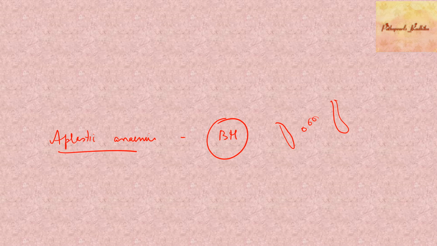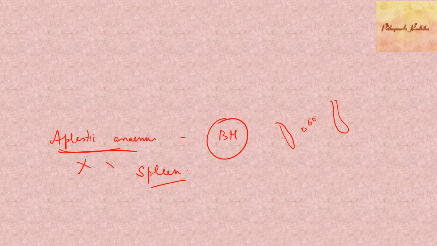So a few extra points on aplastic anemia. Remember, always make a point to examine the spleen of a patient. If there is splenomegaly, your diagnosis is usually not aplastic anemia. That means in aplastic anemia, you should not expect a splenomegaly. It's against the rule. So splenomegaly is not seen in aplastic anemia. That you should remember.